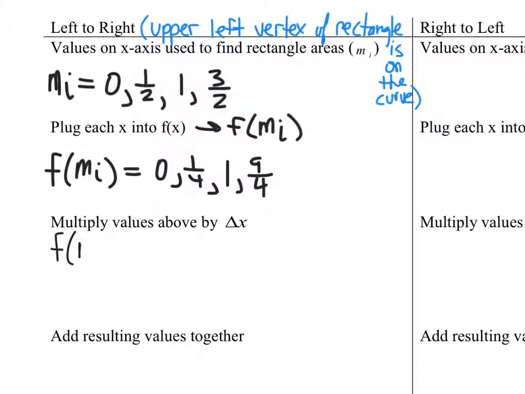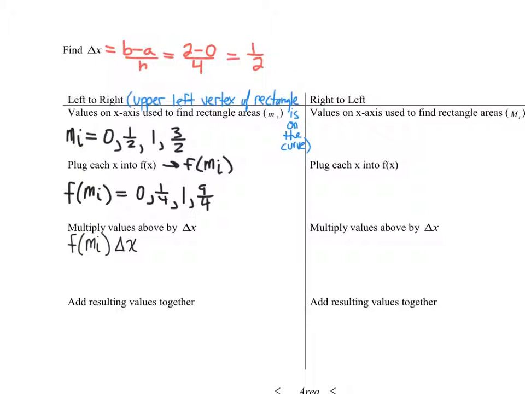So f of m sub I multiplied by delta x is going to be equal to each of these values multiplied by 1/2. So we're looking at 0, and that first rectangle had no height, so it would have area of 0. Then 1/8, 1/2, and 9/8.